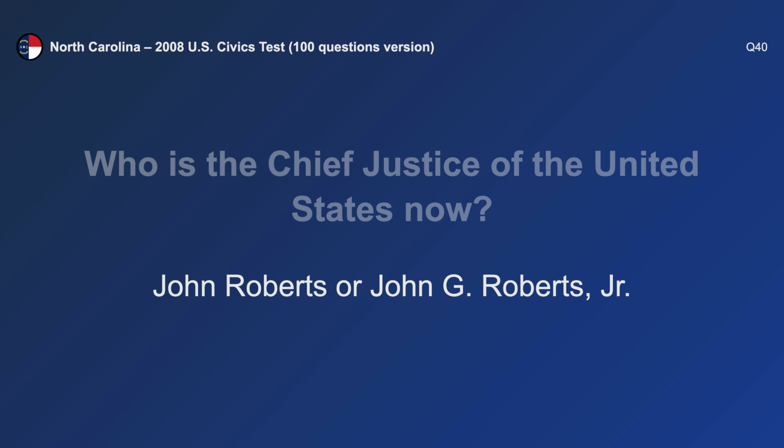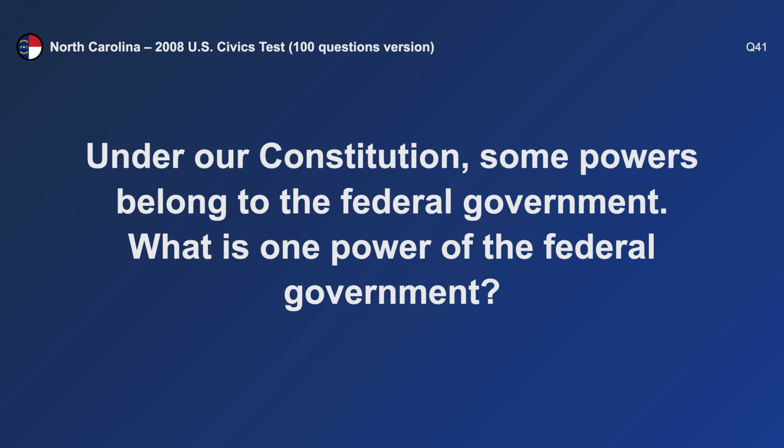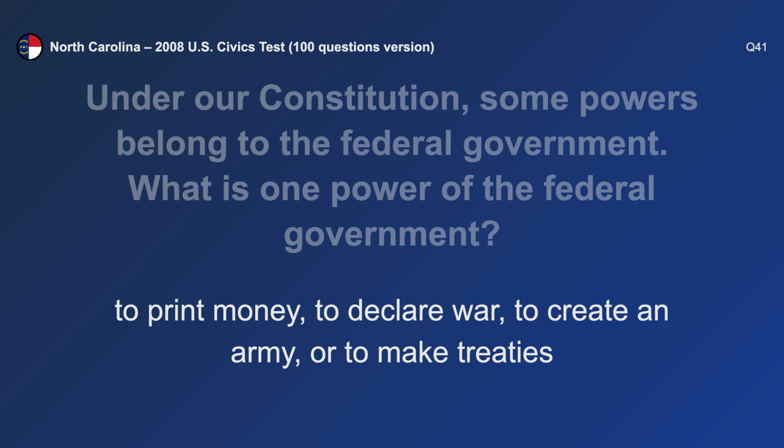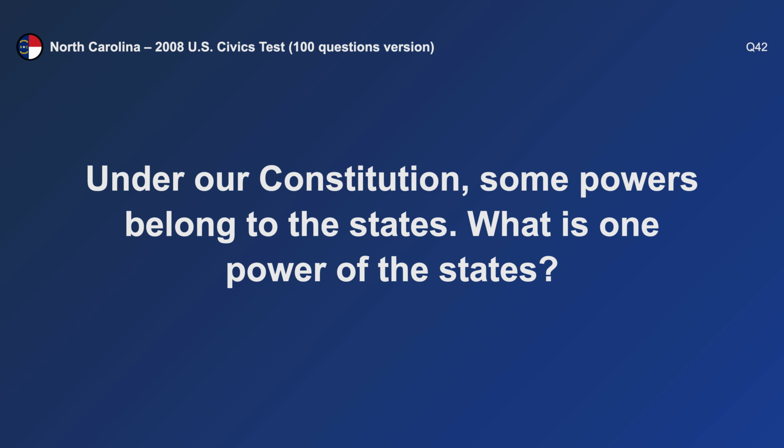Who is the Chief Justice of the United States now? John Roberts. Under our Constitution, some powers belong to the federal government. What is one power of the federal government? To print money. Under our Constitution, some powers belong to the states. What is one power of the states?